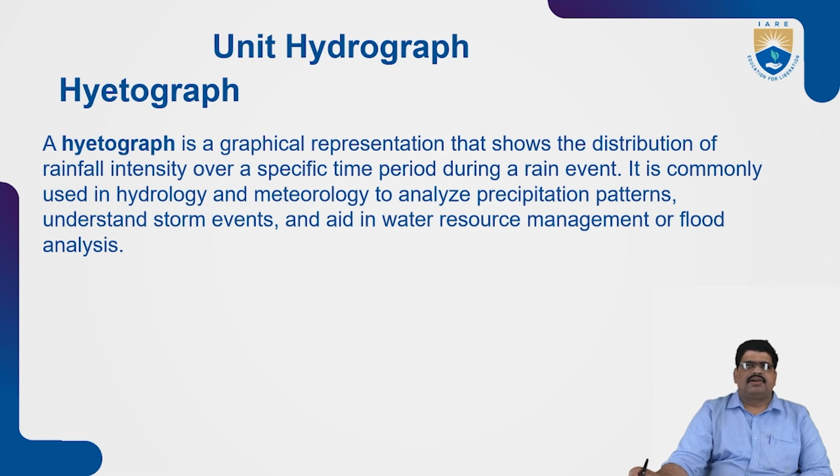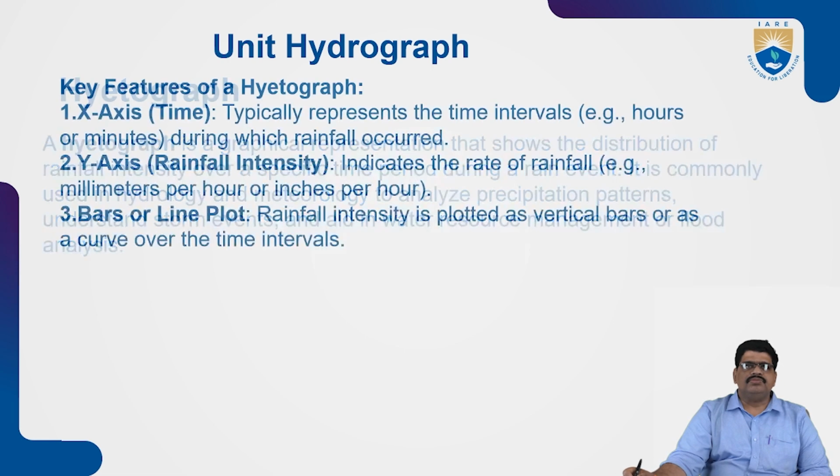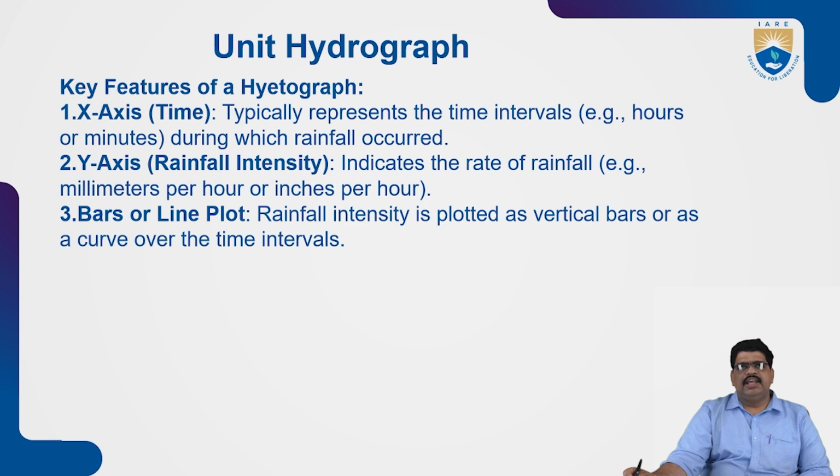So let us compare with the hydrograph. The hyetograph shows the distribution of rainfall intensity within a time period. That is the difference between the hydrograph and the hyetograph. What are the key features of the hyetograph? Let us see.